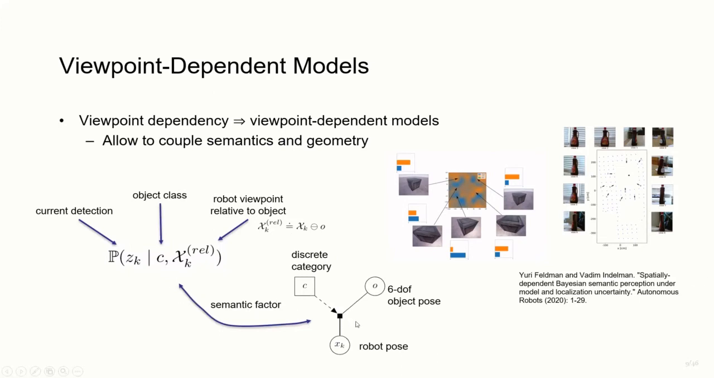The semantic factor shows in the factor graph as an observation factor connecting the robot pose and the geometry, the pose of the observed object, and it depends on class. It is switched by the classification hypothesis.